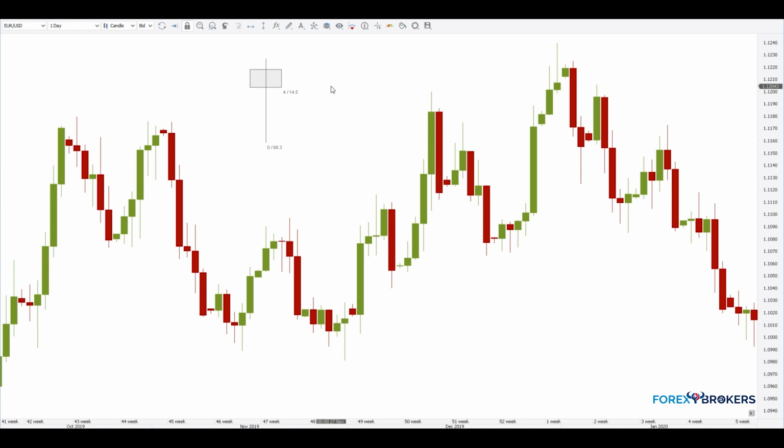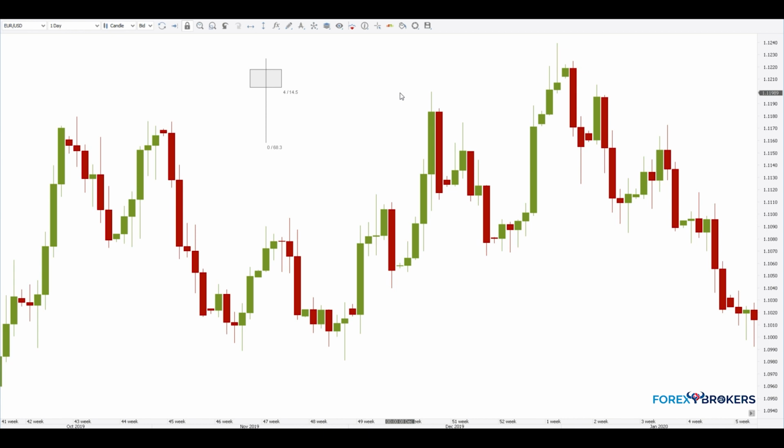Before going to examples, imagine that on a hammer the real body's nature or color doesn't really matter, in the sense that you may have a real body with a bullish color, where this is the opening price and this is the closing price, so it would be green in this case, but you can use whatever color you want. Or it could be a bearish one, in the sense that this is the opening price and this is the closing price, in the case of the hammer.